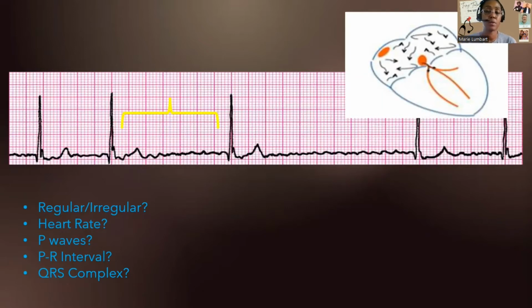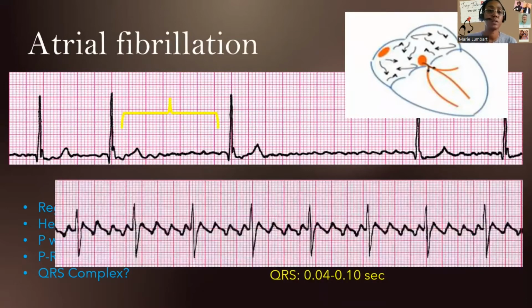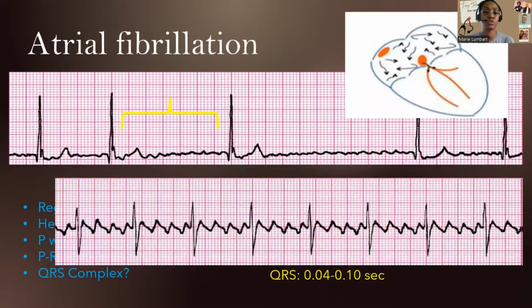This is a good picture that identifies what's going on. The impulse is coming from the SA node and it just bounces all over the walls. So it's chaotic, unorganized. This is atrial fibrillation. It's just a shake. So just look at the difference between atrial fibrillation and atrial flutter. Flutter is more organized. It's more defined. It's more detailed in the rhythm.